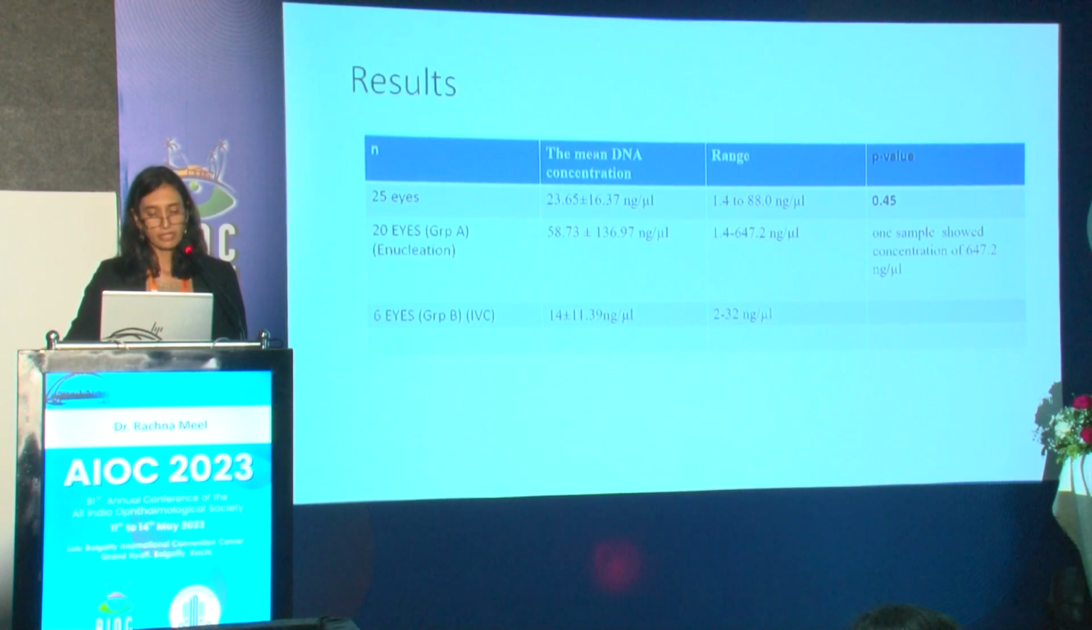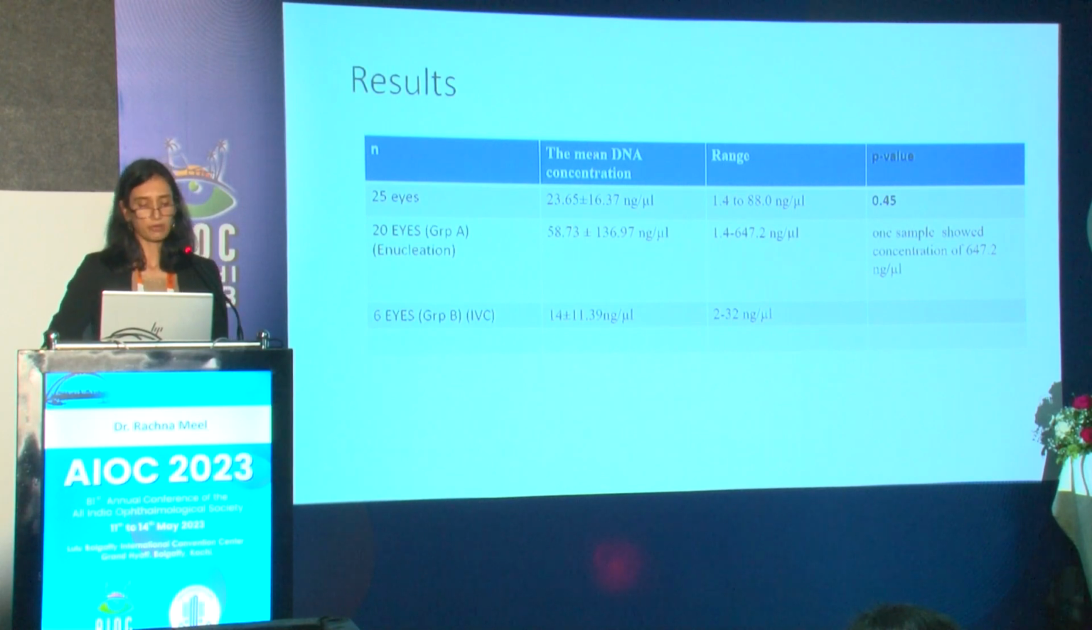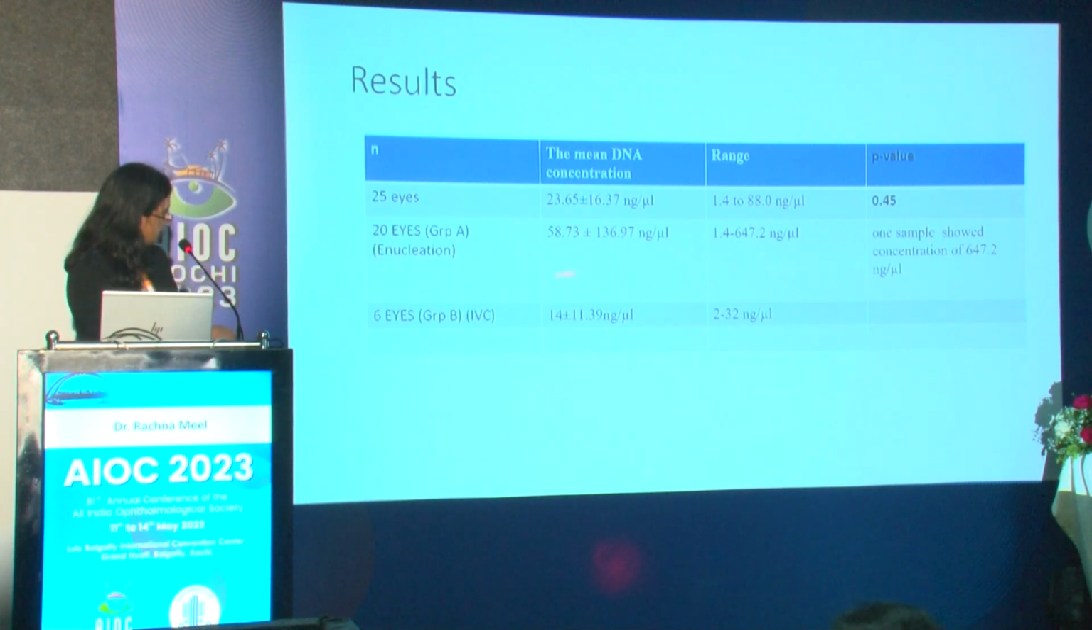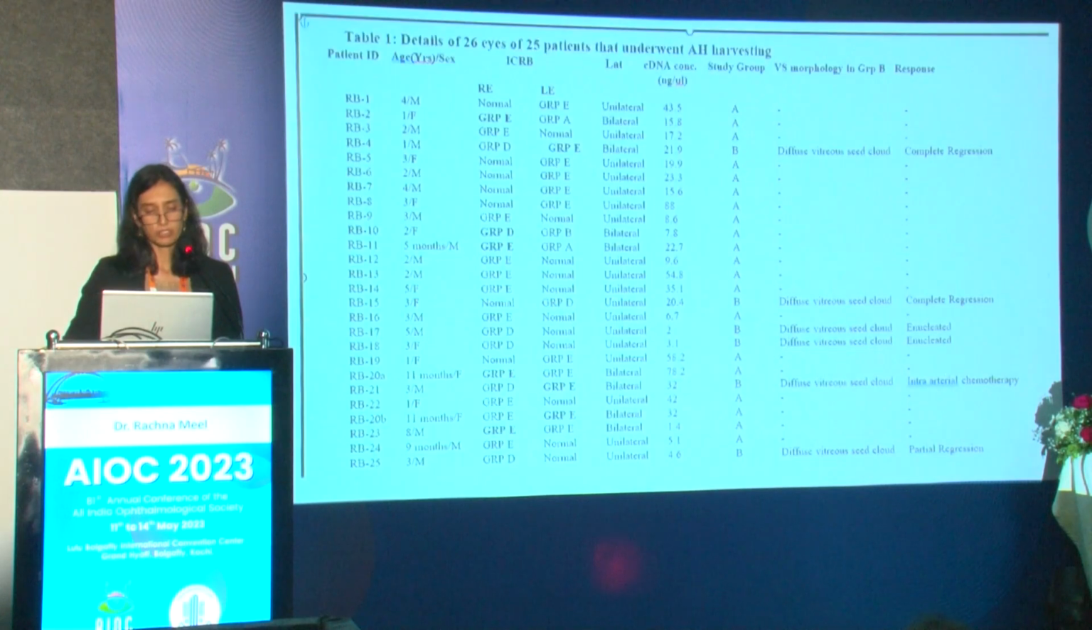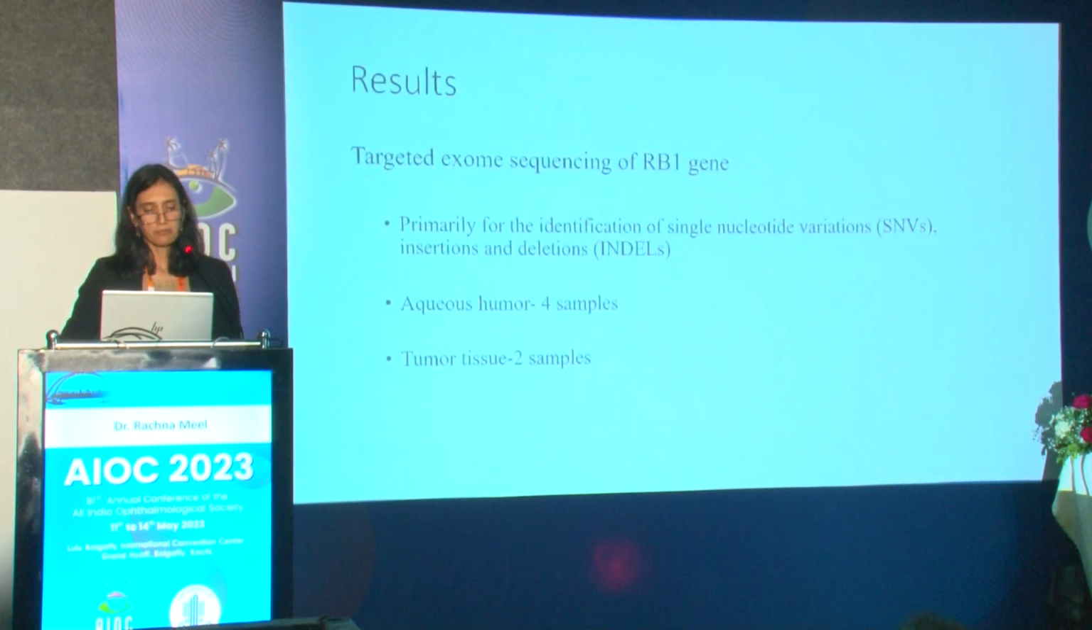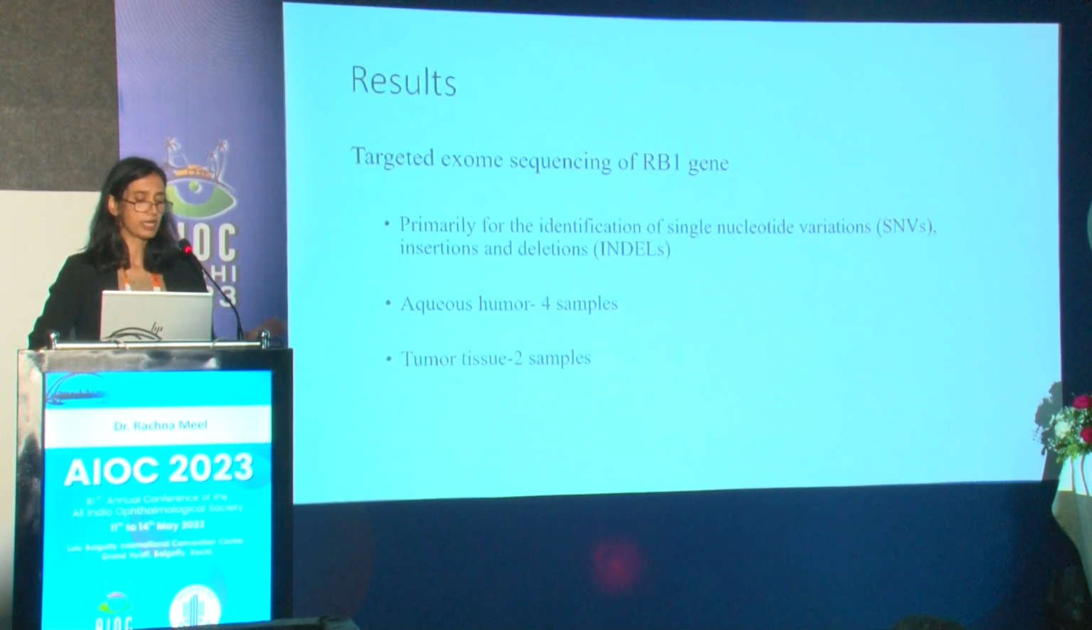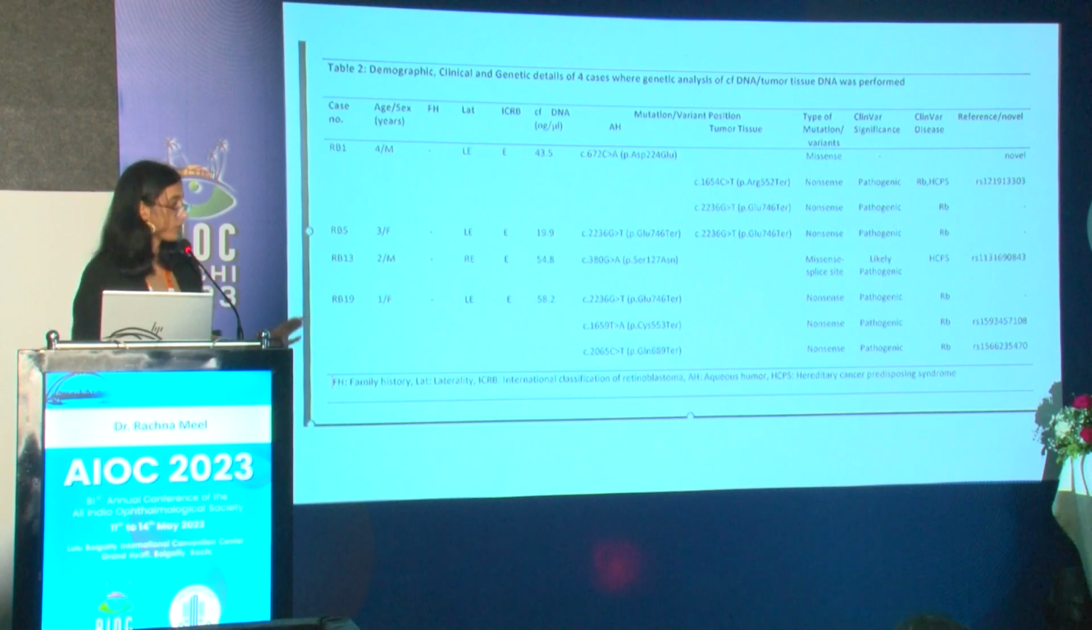Now, in 25 eyes, the mean concentration that we found for the cell-free DNA was 23.65. It was higher for patients that underwent enucleation compared to the ones where we were doing globe salvage treatment, so we were giving intravitreal chemotherapy. This is the data sheet showing all the cases that we did. Essentially, we could do targeted exome sequencing only in 4 samples of aqueous and 2 tumor tissues, basically because of financial constraints. And this is what we found.